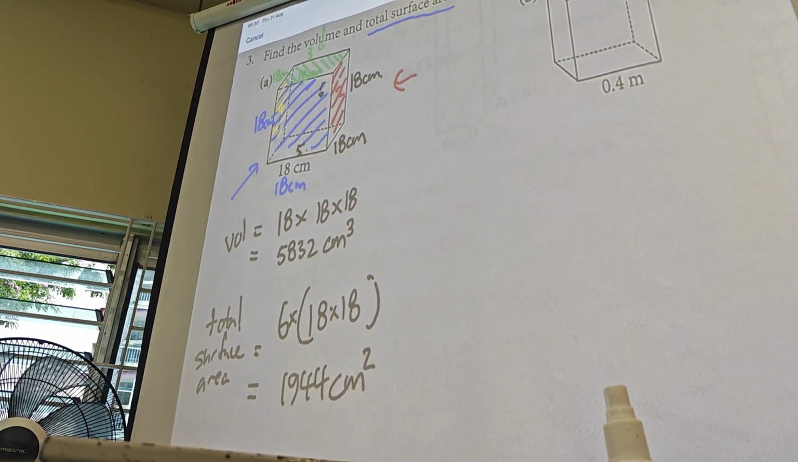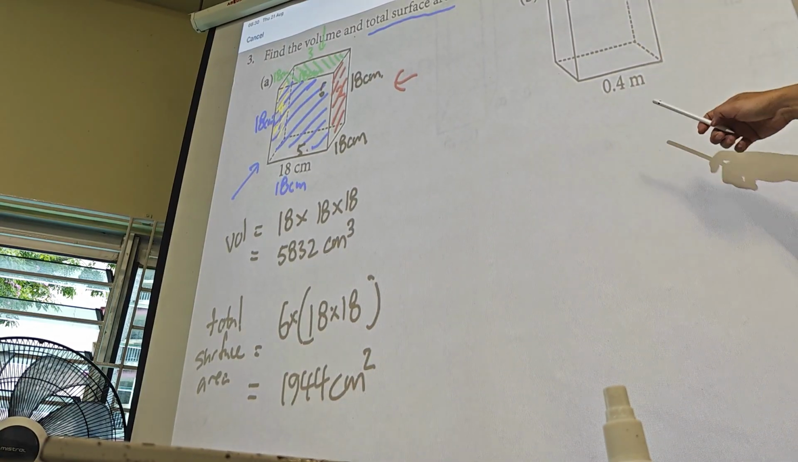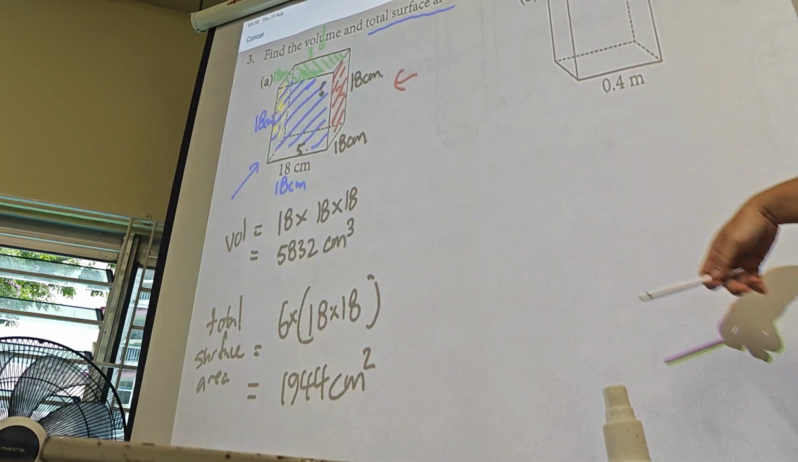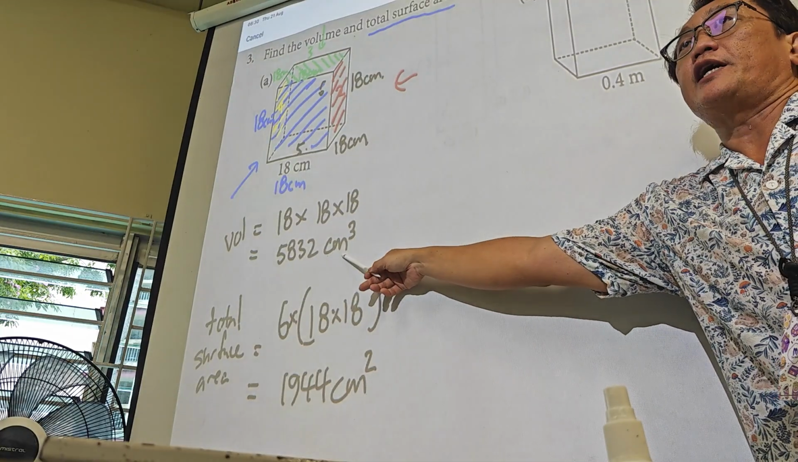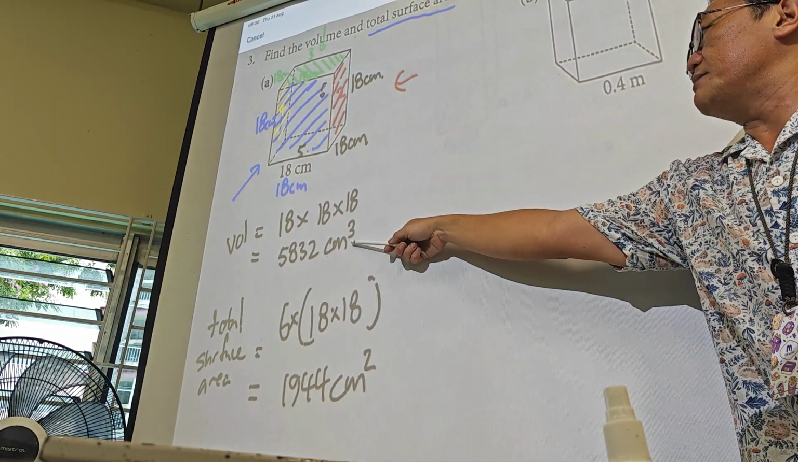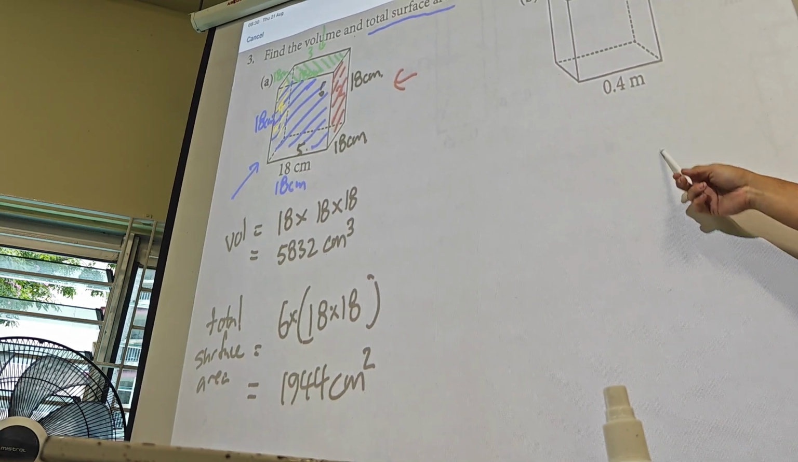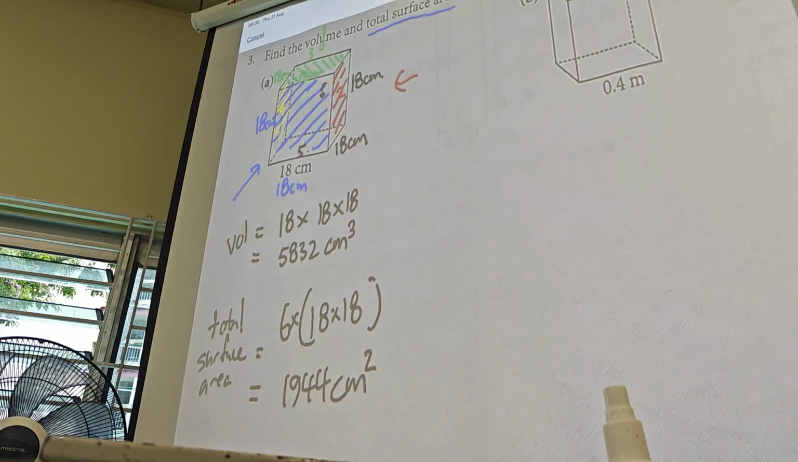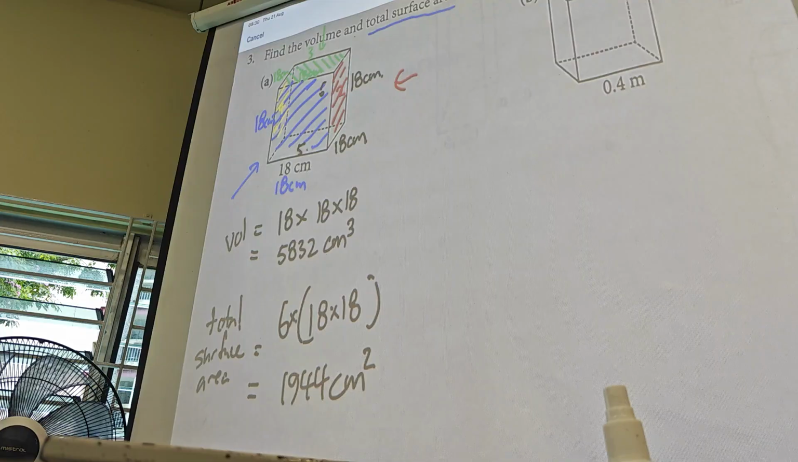Okay, try 3B on your own. The idea is exactly the same, just that just now it is 18 cm, this time it is 0.4 meter. Okay? Calculation wise, working is the same, just that the unit that comes out will be different. Cm times cm times cm gives me cm cube. If I take meter times meter times meter, it will give me meter cube. Try. Once you understand the idea, it is just keying in the calculator, your calculator skills.